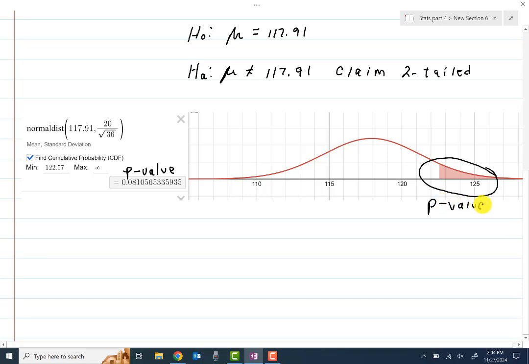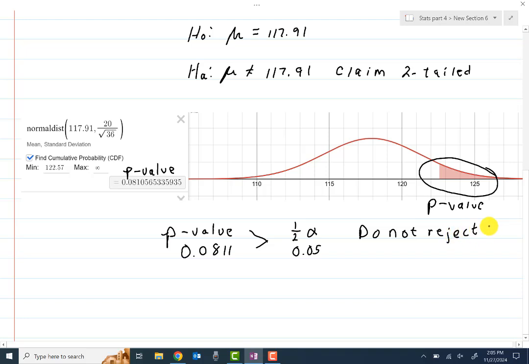Now remember, we were supposed to compare the p-value versus half of the alpha value. So the p-value is 0.08, I'll go to 4 decimal places, 0.0811, and alpha, or 1/2 alpha, was 0.05. So the p-value is greater than that, which means do not reject H naught.